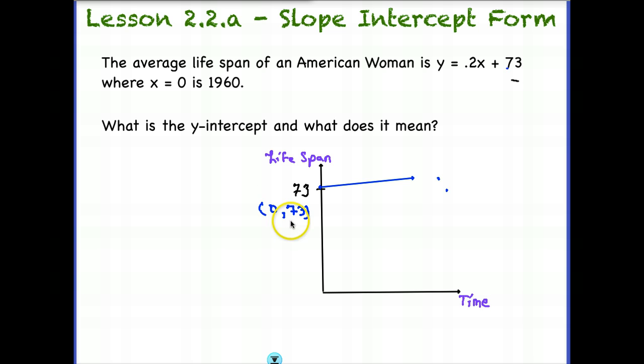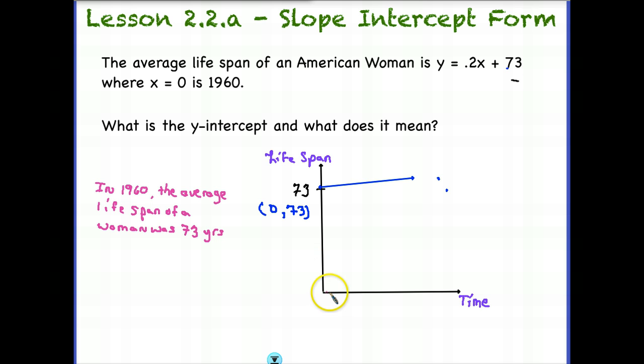So what that means then is that at 1960, because that's what 0 is, the average lifespan of a woman was 73 years. Okay, so we can write that as in 1960, the average lifespan of a woman was, because it's no longer 1960, 73 years.